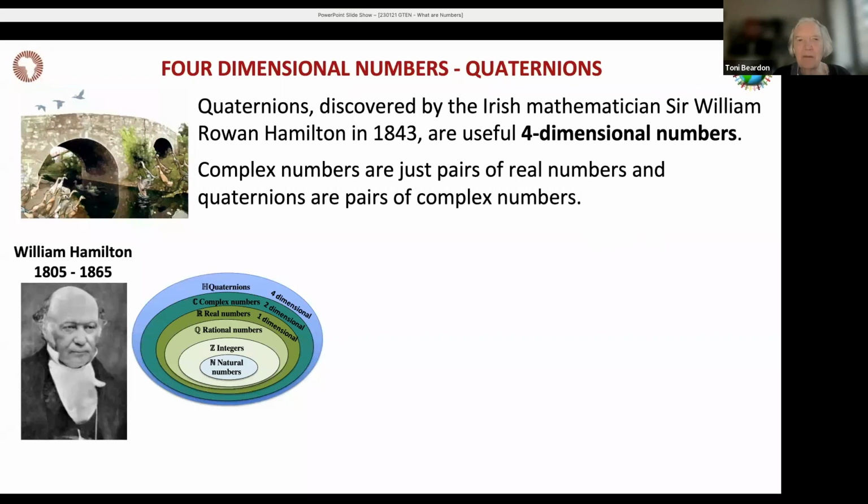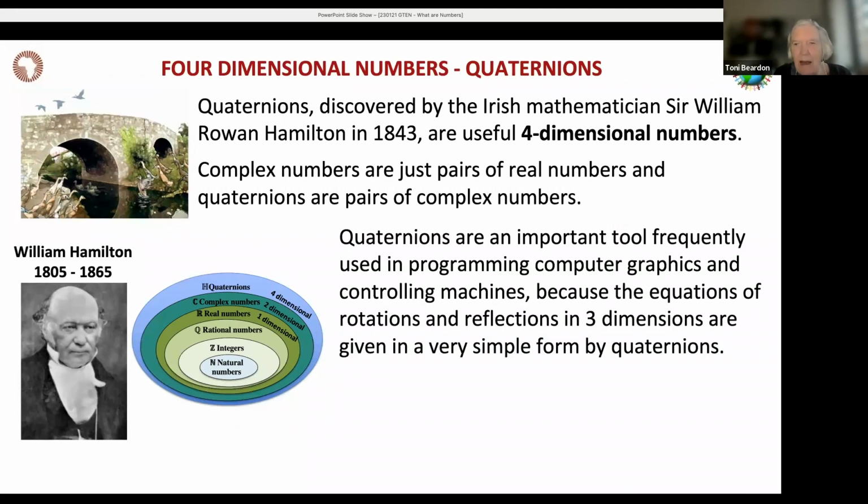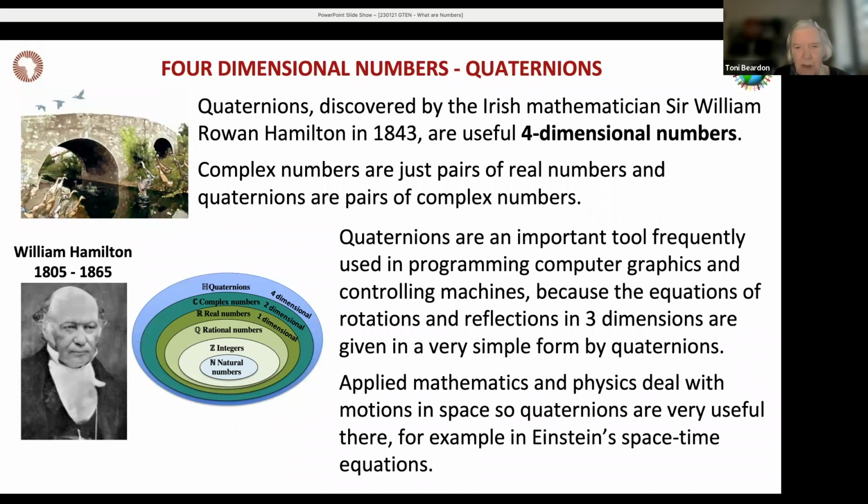So what Hamilton realized was that complex numbers are just pairs of real numbers, as we've seen, and quaternions are pairs of complex numbers. And so, wow, we've now got 4-dimensional numbers, and they're really a very important tool. They're frequently used in programming computer graphics and controlling machines, because the equations of rotations and reflections in 3 dimensions are given in a very simple form by quaternions. So quaternions are 4-dimensional numbers, but they're very useful in higher mathematics and in many applications.